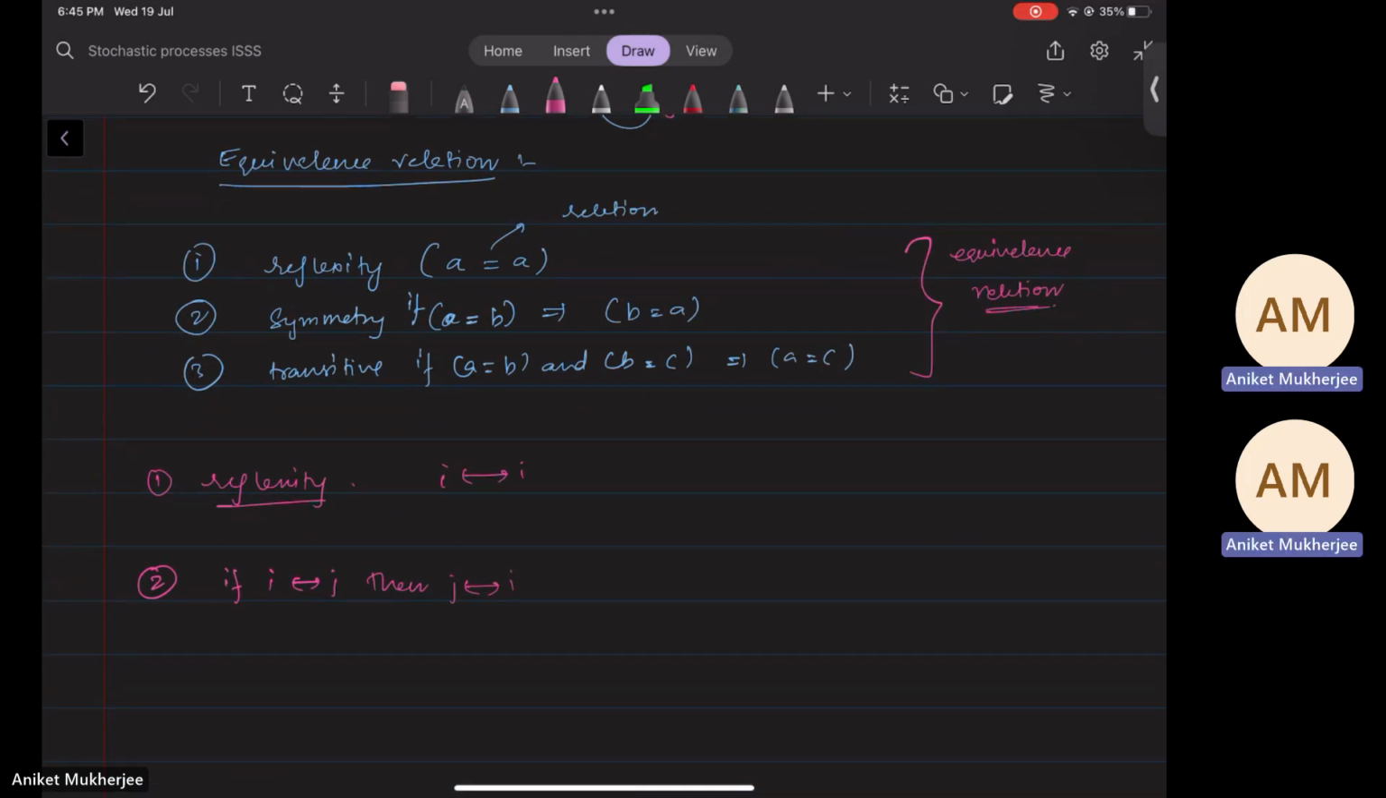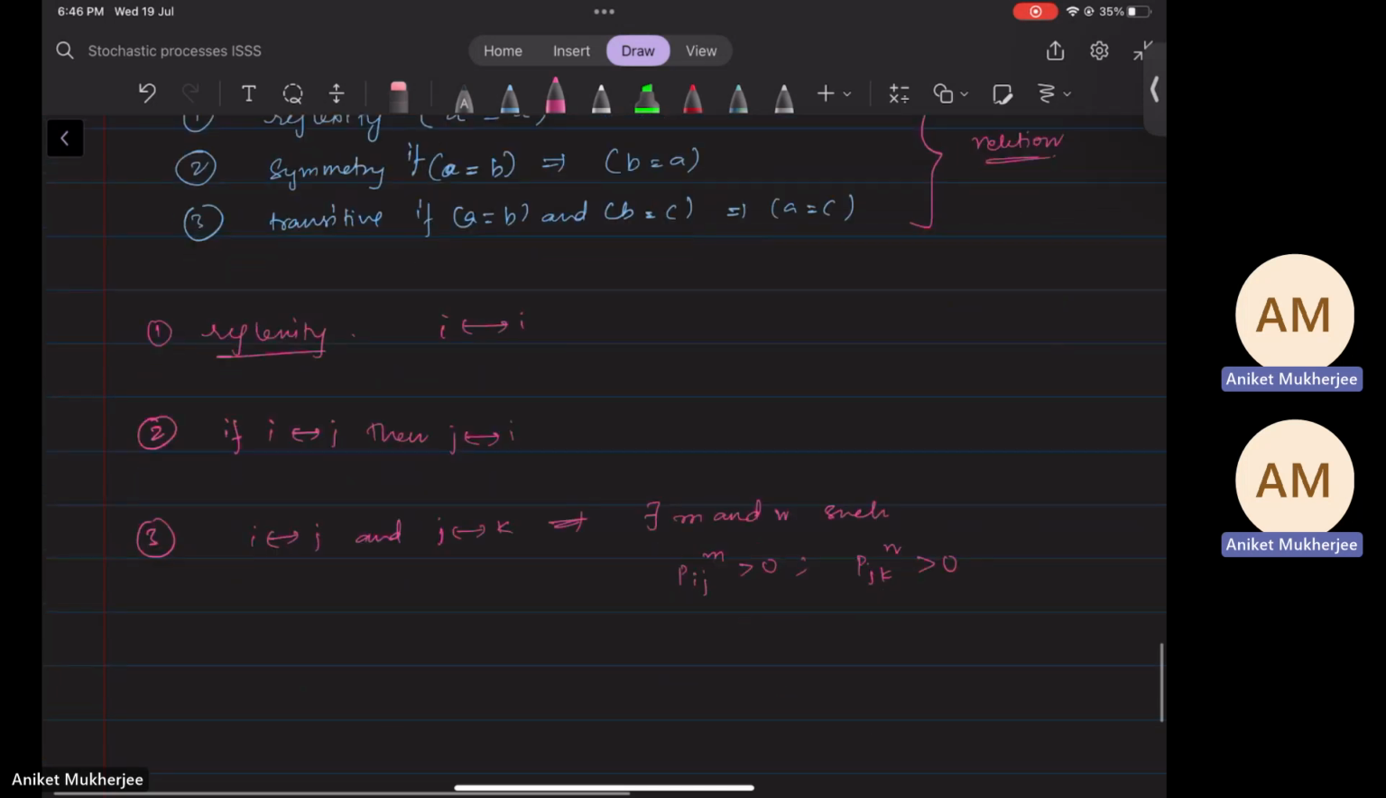The third one is, if you can go from i to j, and if you can go from j to k, then you can go from i to k. This basically uses the Chapman-Kolmogorov equation. Suppose i communicates with j and j communicates with k. What does this imply? There exist m and n such that p_ij^m is greater than 0 and p_jk^n is greater than 0. This is from communication. So we know these two happen, and we need to show that p_ik^(m+n) is also greater than 0.